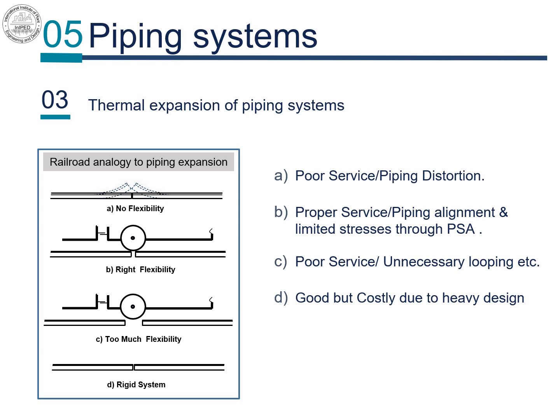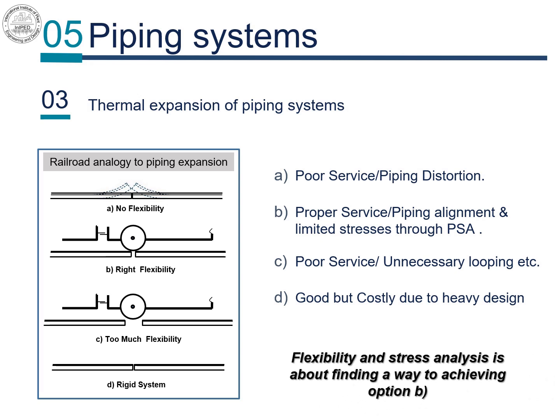The aim of piping flexibility and stress analysis would be to find the way to option B, thus satisfying proper service with sufficient system flexibility.